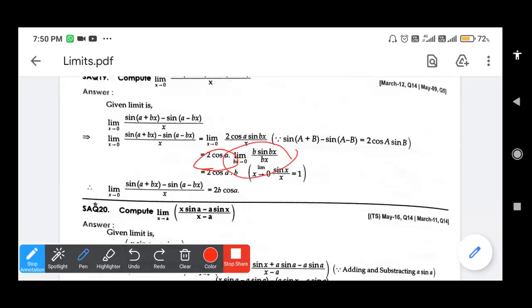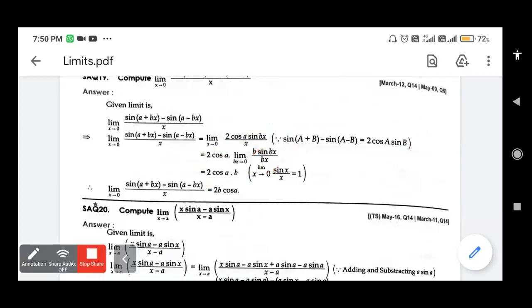Then limit, multiplying and dividing by b, because we have the formula sin x by x is equal to 1. So sin bx by bx is equal to 1, and 1 into b will be b. So 2 cos A into b. So 2b cos A is the final answer.